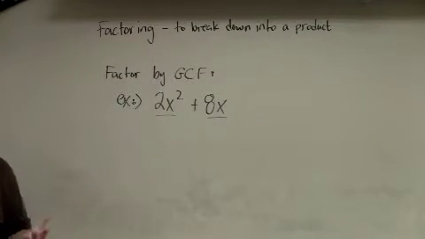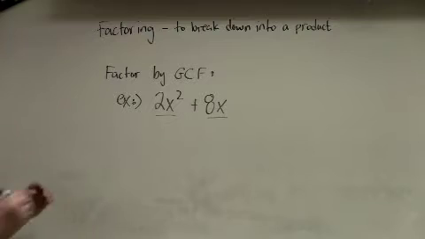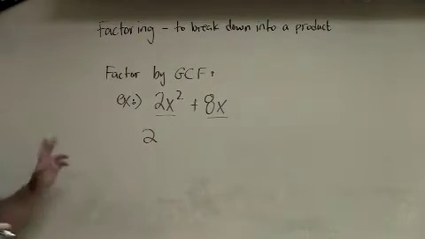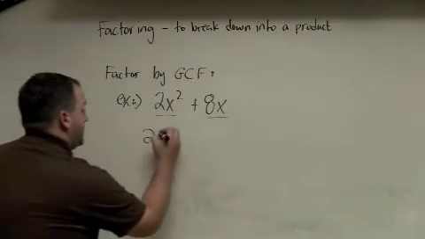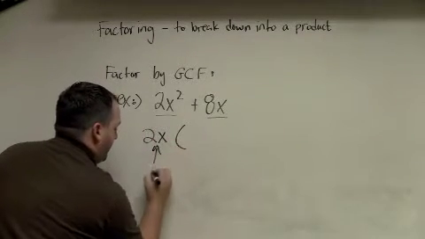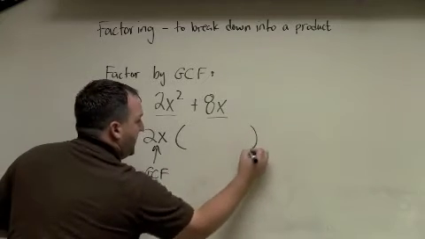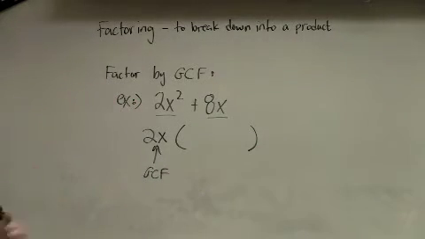Look at the number, 2 and 8. What's the GCF of 2 and 8? 2. Everybody agree with that? Good to go. X squared and x, what's the greatest amount of x's I can pull out? And this is a single x. That's my GCF. Now, I want to write the leftovers. What's left over when I pull that 2x out?